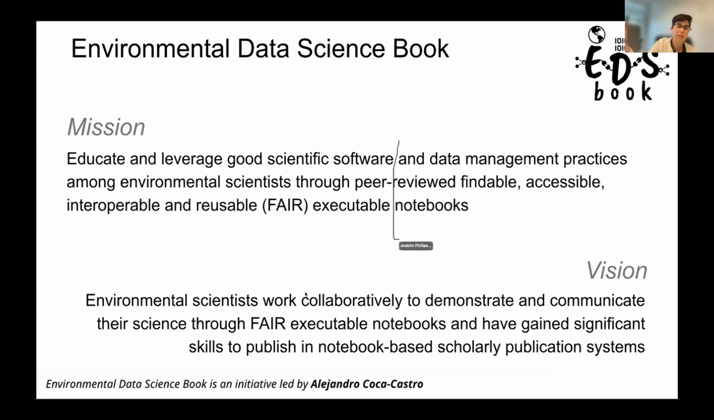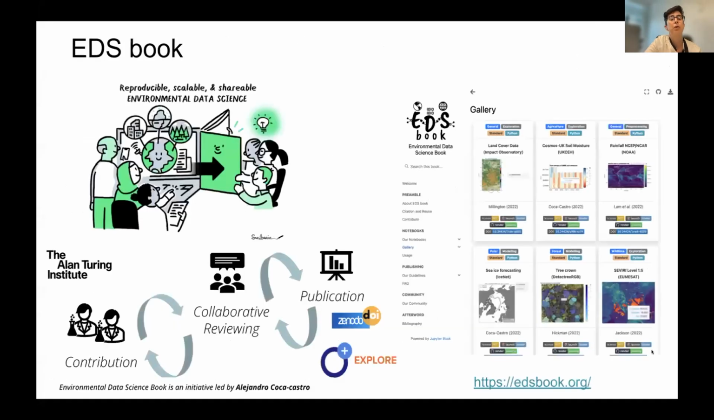So the vision, I mean, this is a long-term vision, is really to enable environmental scientists to work collaboratively and to demonstrate and communicate their science through FAIR executable notebooks. This initiative is led by Alejandro Coca-Castro, who is working at the Alan Turing Institute. So they are really used to onboard and have community-driven events. So let me show you what the Environmental Data Science Book is.